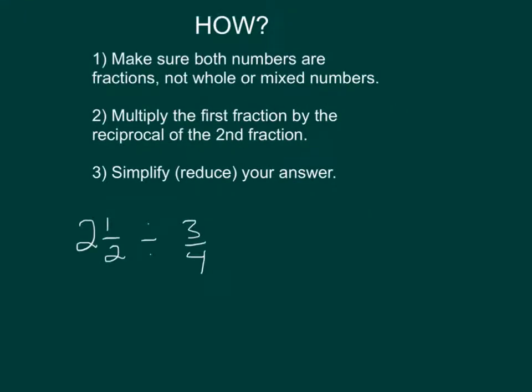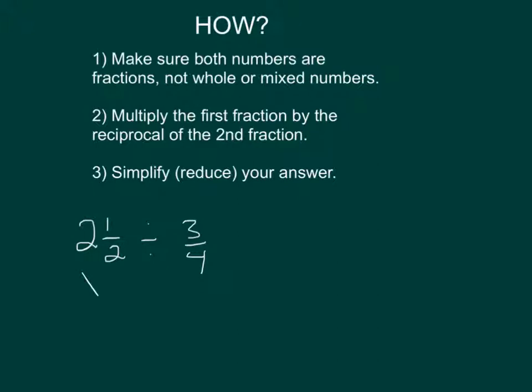Alright, last section. How to divide with mixed numbers. Step 1, make sure both numbers are fractions, not whole or mixed numbers. After that, it's the same as always. Multiply the first fraction by the reciprocal of the second fraction. Simplify or reduce your answer. So, let's take a look at this sample problem.